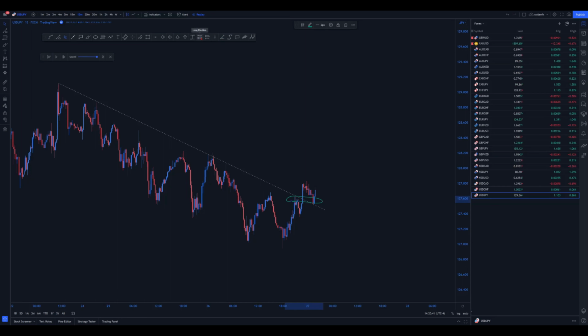So let's go ahead and grab our long position tool, and let's say you enter here and you put your stop here. That's about, let's say, close to 30 pips, and you target this starting point of the trend line move. Now you're looking at over 140 pips, and you're only risking about 30. Okay, so let's see what happens.